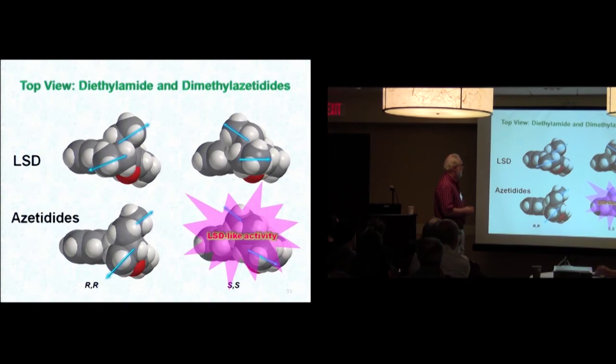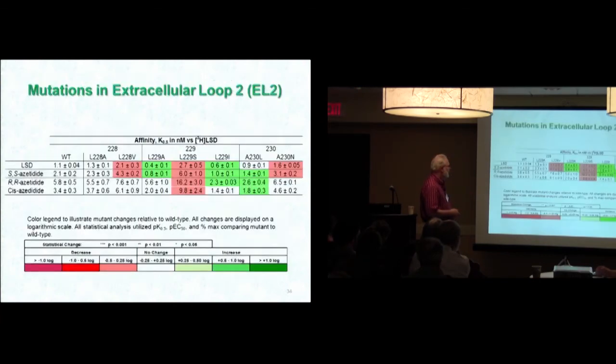So that led us to conclude that when LSD binds to its receptor, it's this particular orientation of the ethyl groups that's important for binding, and that there's a place in the receptor that accommodates the diethyl groups. And so then we did mutagenesis studies. These, again, are from my last student. We haven't published them. So here's LSD, here's the SS, here's the RR, and here's the CIS.